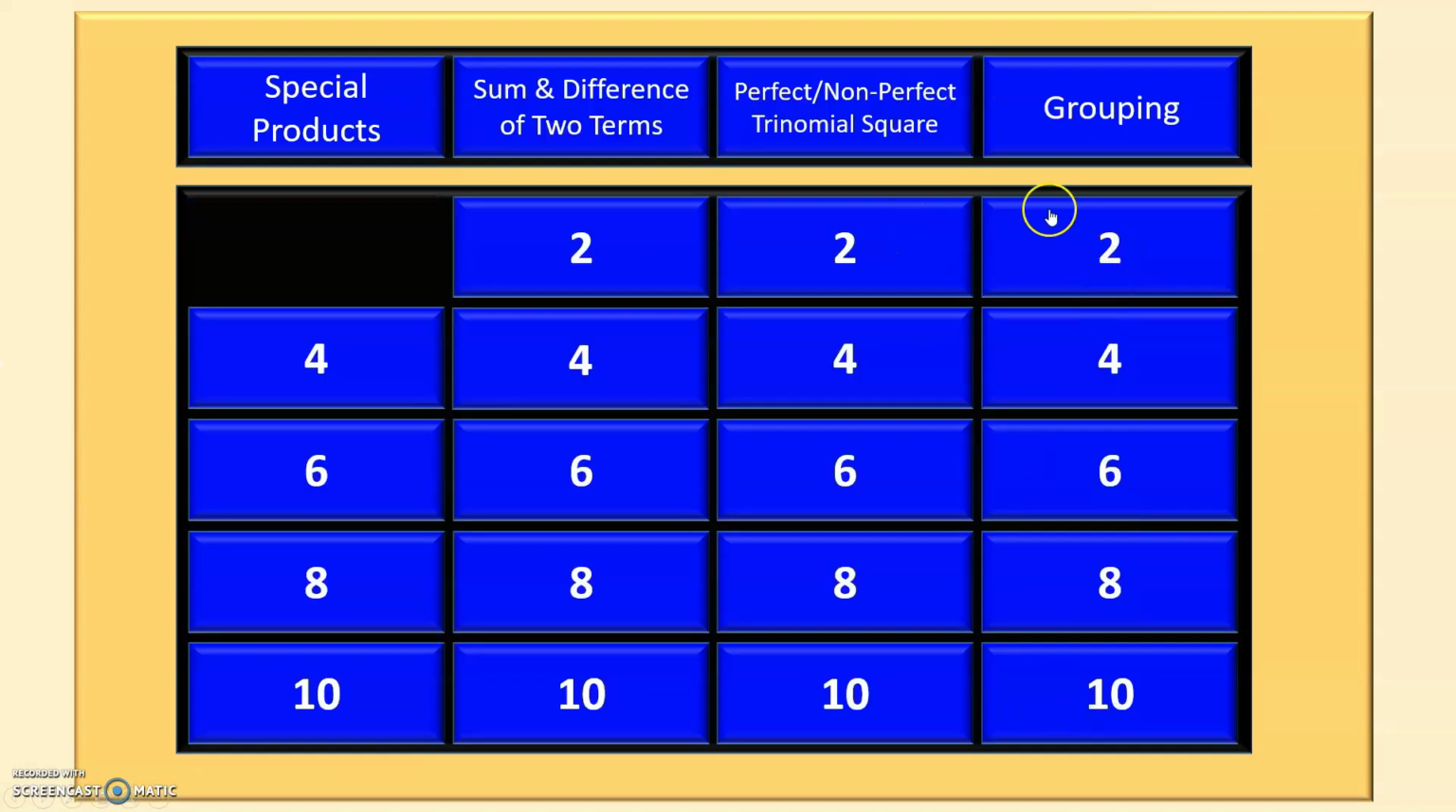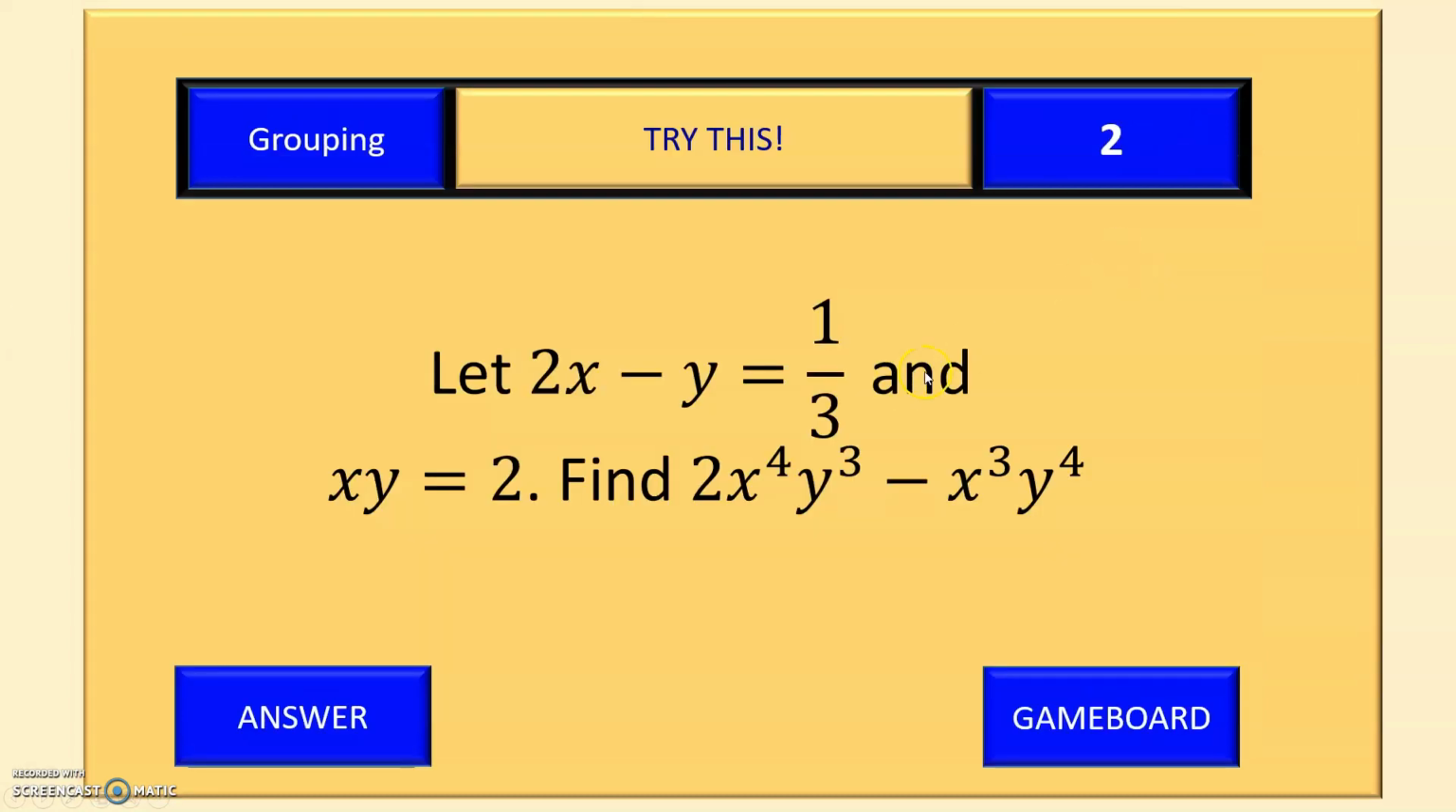Next, suppose I want to do this randomly. So I want to have factoring by grouping for 2 points. Okay, let 2x minus y equals 1/3 and xy equals 2. What is the value of 2x to the 4th y cubed minus x cubed y to the 4th? Well, again, we can do this mentally, but of course, for the sake of this video, I'm going to show my solution.